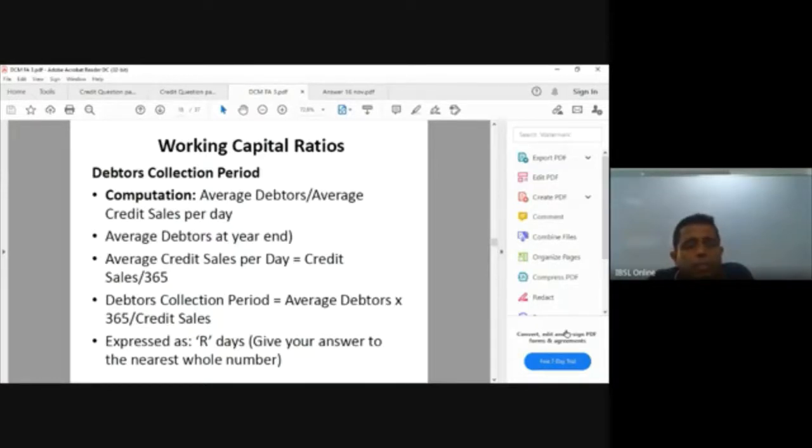Here, we took the credit sales. If you are not in a position to take the credit sales, you can take the normal sales, assuming that all 100% of sales are done on a credit basis. If the examiner does not give details for you to calculate the credit sales, in that case you have to take the sales instead of credit sales, assuming that 100% of sales are based on credit.